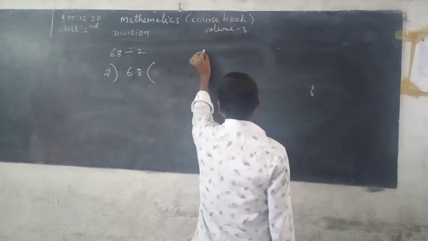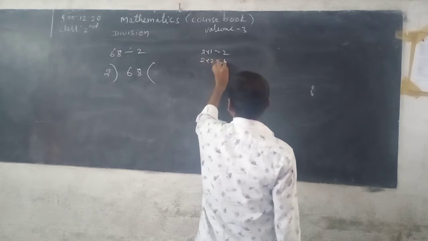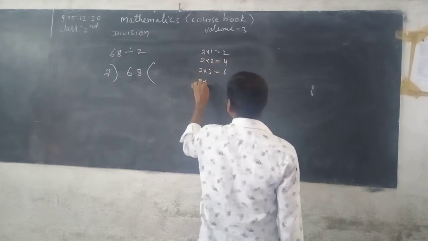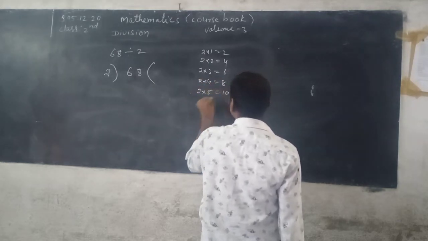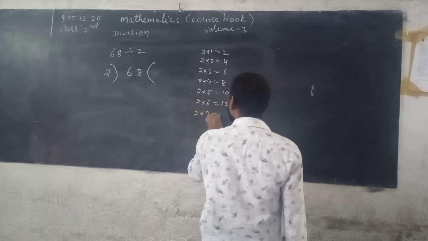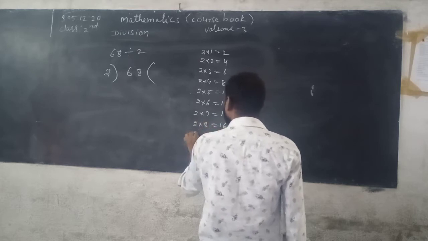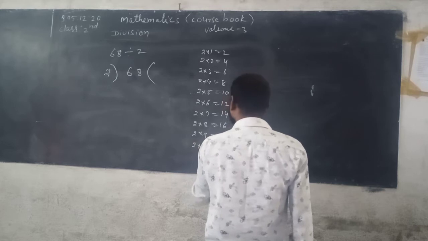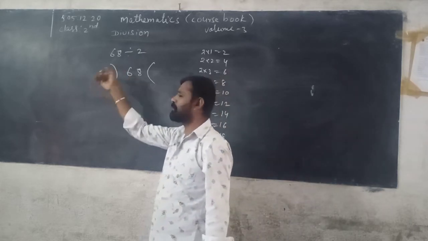Now you can write the 2 table. 2 1s are 2. 2 2s are 4. 2 3s are 6. 2 4s are 8. 2 5s are 10. 2 6s are 12. 2 7s are 14. 2 8s are 16. 2 9s are 18. 2 10s are 20. See here, 68 is divided by 2.